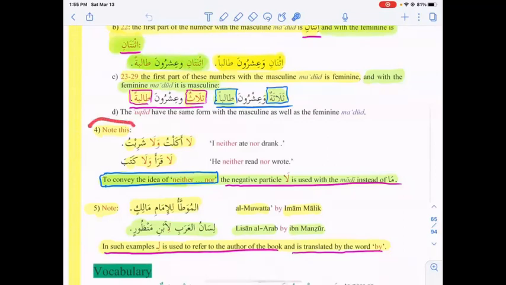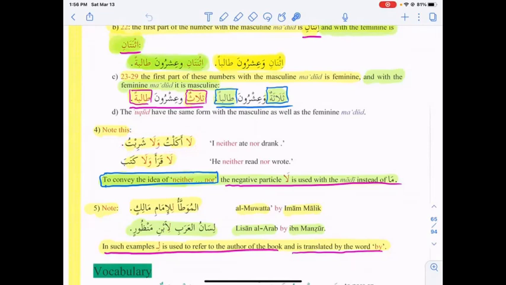Now here is another thing that is being taught to us in lesson 23. La akaltu wa la sharibtu. Now akaltu is a madi. Normally we will say ma akaltu shayyan, I did not eat anything. But if you are talking about two things, then you have to use la and la again. La akaltu wa la sharibtu. So that is, I neither ate nor drank. The expression of neither or nor is expressed by using la two times. La akaltu wa la sharibtu.